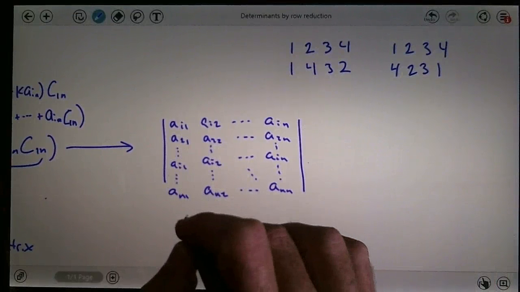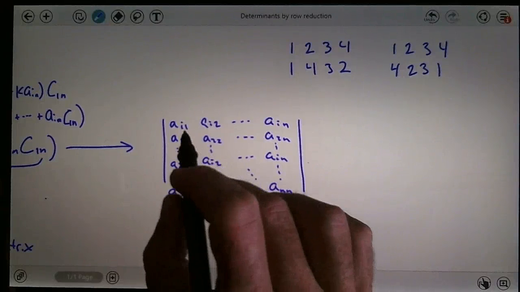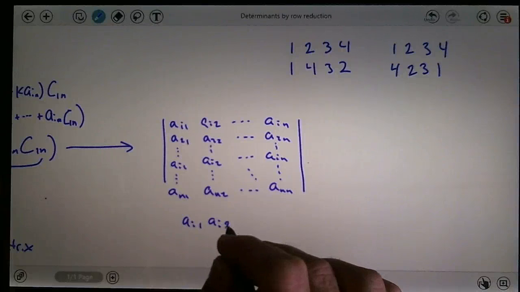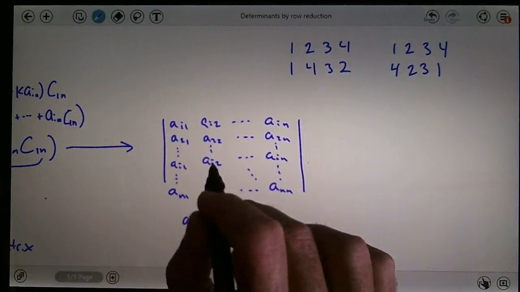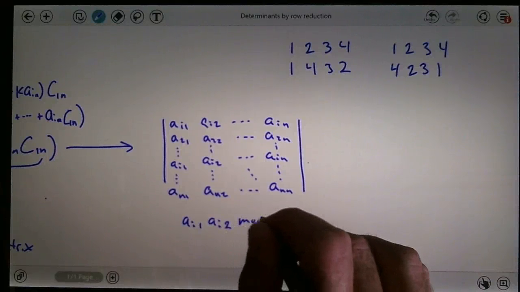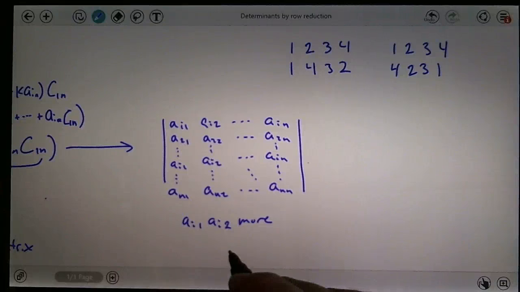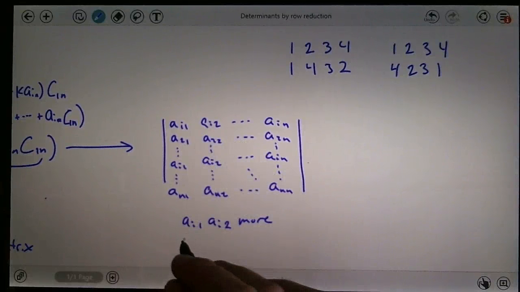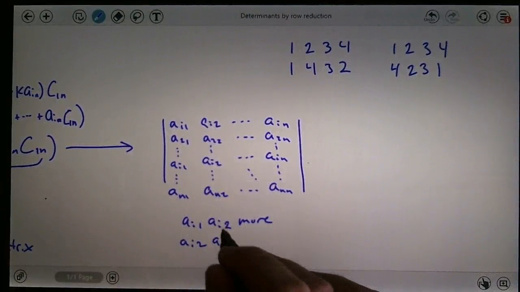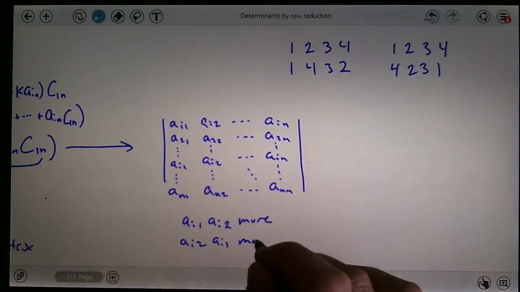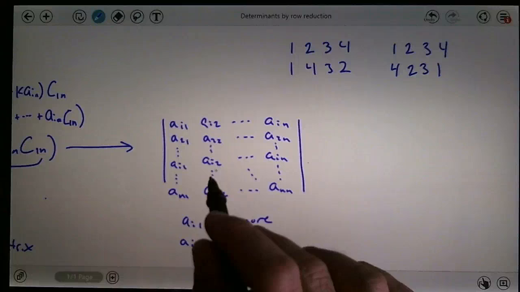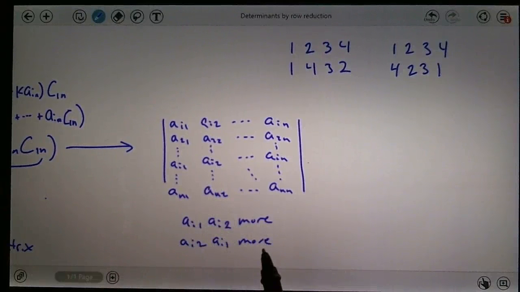It's going to have the a_{i1} from this first row, and it's going to have the a_{i2} from the ith row, and then it's going to have more stuff here. Right. There's also going to be one where you've got the a_{i2} from the first row and the a_{i1} from the ith row, and the same more stuff over here, right? These would be two different things, two different elementary products that you get.